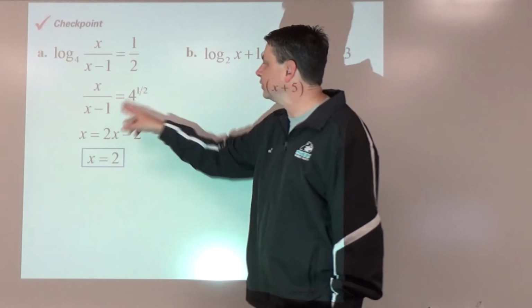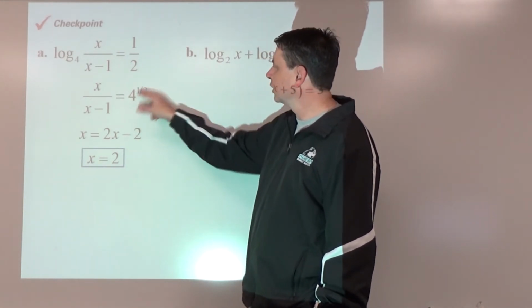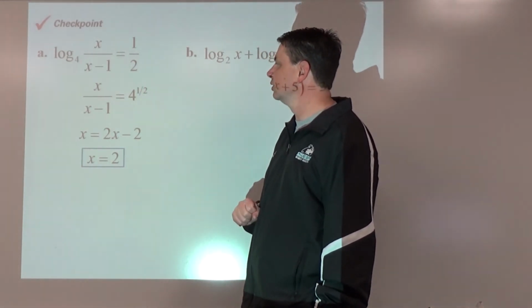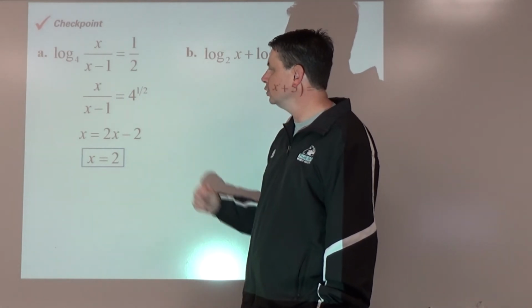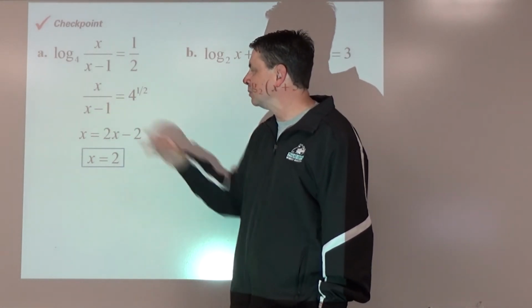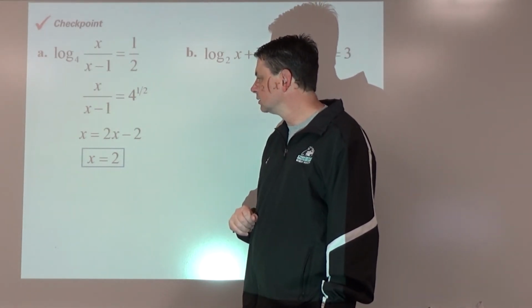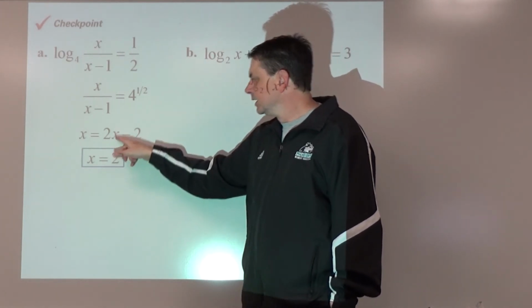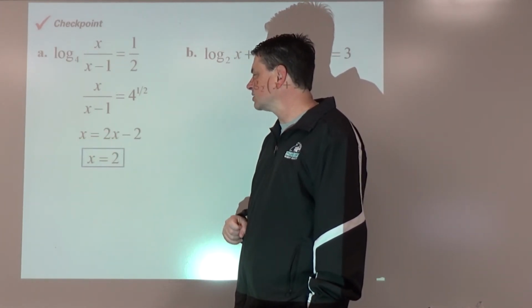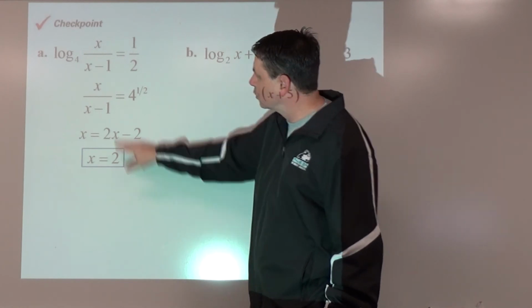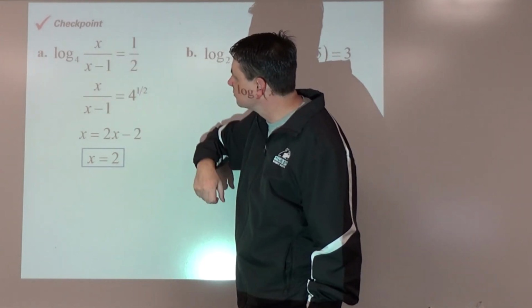All right, so we're going to rewrite this one. 4 to the 1/2 power means the square root of 4. And that's 2. You multiply both sides by x minus 1. Subtract the 2x, you get negative x equals negative 2, so x equals 2. Quick check on that. Looks okay.